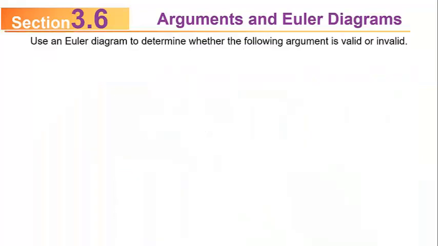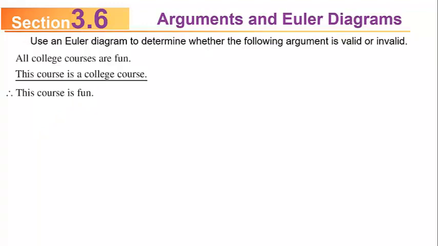For example, use an Euler diagram to determine whether the following argument is valid or invalid. All courses are fun. This course is a college course. Therefore, this course is fun. A couple of things about this. The first two statements above the horizontal line are the premises of the argument. Those are the things we're assuming are true.